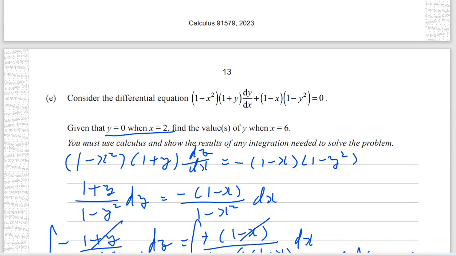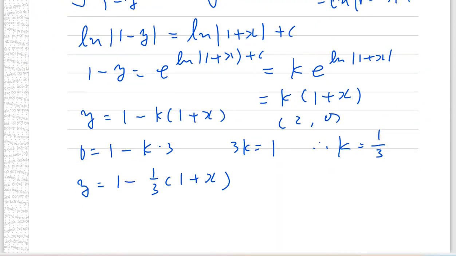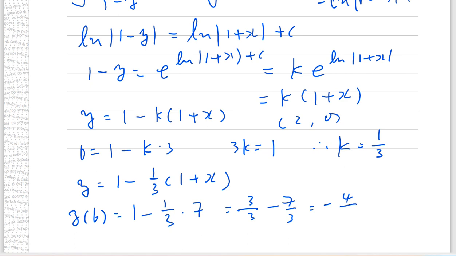Then it says when x is 6, find the y value. So when I plug 6 into x, y(6) equals 1 minus 1/3 times 7, isn't it? 6 plus 1 is 7. So that means 3 over 3 minus 7 over 3. That means negative 4 over 3 should be the answer.